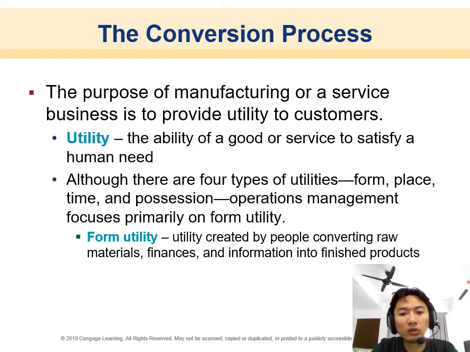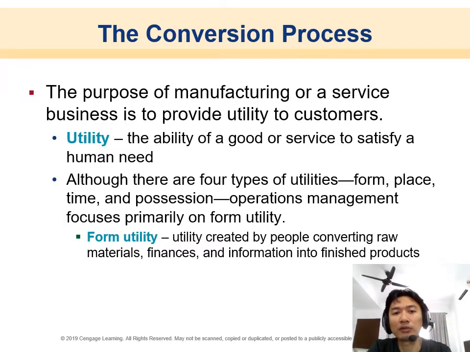Now we move on to the conversion process, or the process of converting raw material into product. Before that, we have to understand that the purpose of manufacturing either a product or services is to provide utility to customers. Utility is the ability to satisfy a human need. So we are using a product to satisfy a human need, and we learned about this last time.